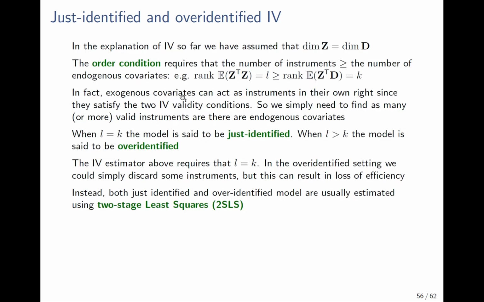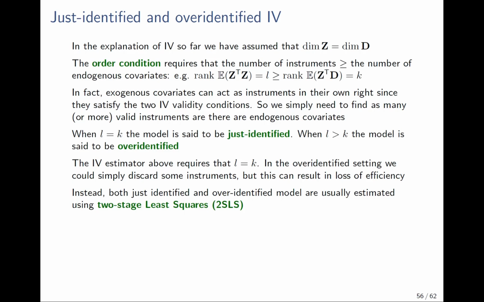And in fact, exogenous covariates can act as instruments in their own right because they satisfy the two IV validity conditions. So for instrumental variables, all we need to do is find as many or more valid instruments as there are endogenous covariates. Now, when the number of instruments is equal to the number of covariates, the model is said to be just identified. When L is greater than K, the model is said to be over-identified.